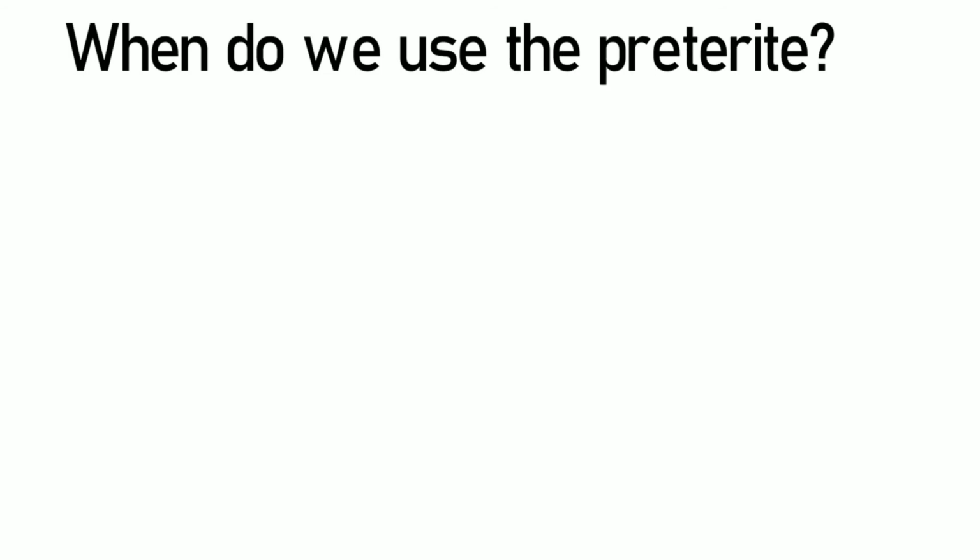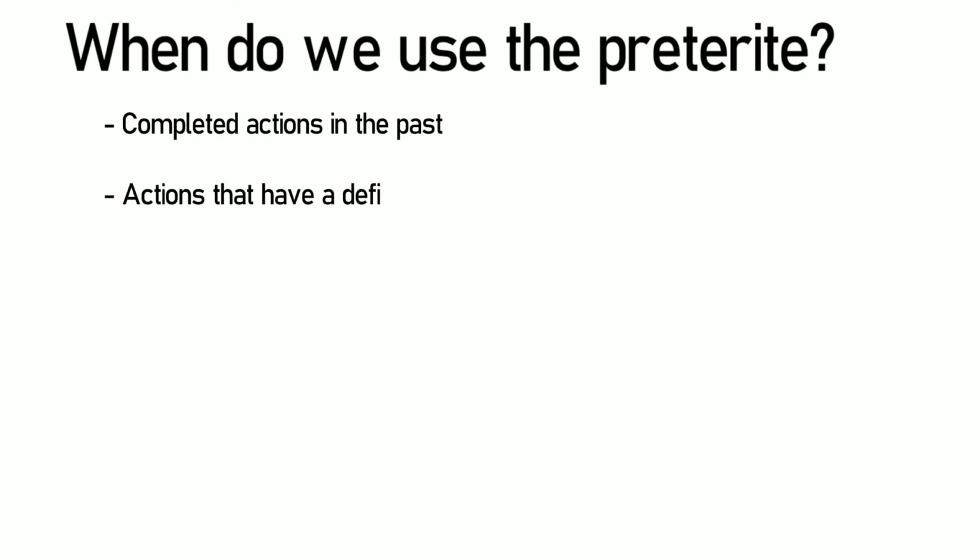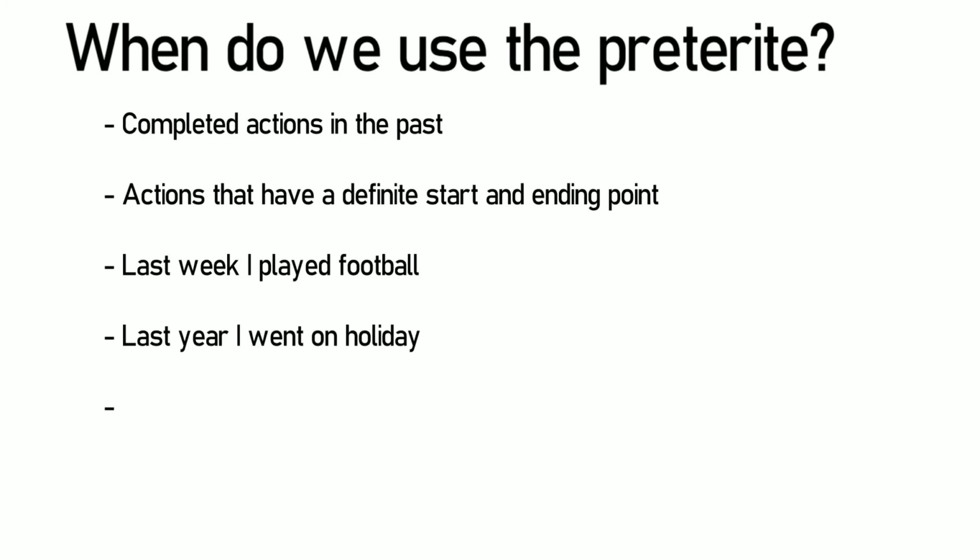The first question we should ask is, when do we use the preterite tense? We use the preterite tense to describe completed actions in the past. Actions that have a definite start and ending point. For example, last week I played football, last year I went on holiday, or last month I read a book.